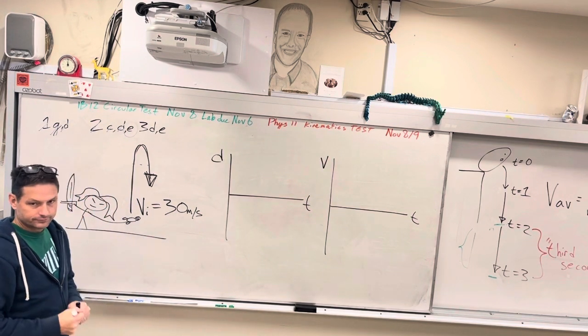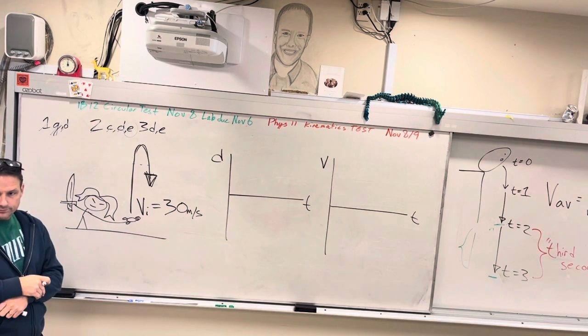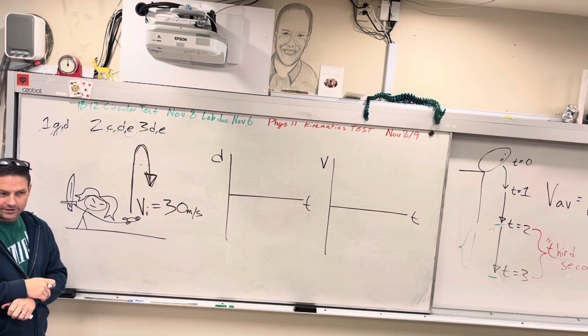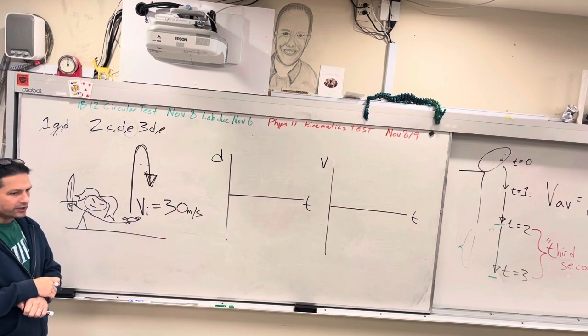VT is straight, right? DT is curved. Definitely, that's good, Izzy. Izzy's saying VT is straight and DT is curved. That's true. How do they look? What do they look like?